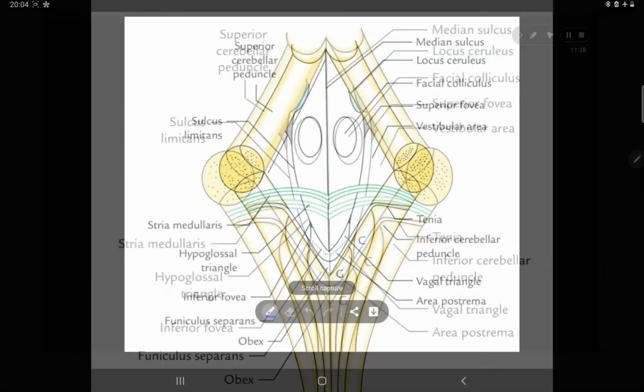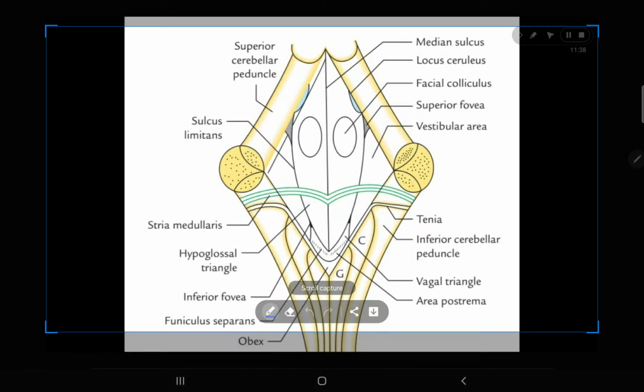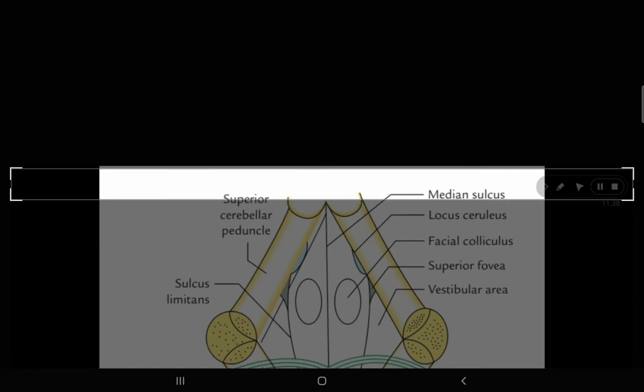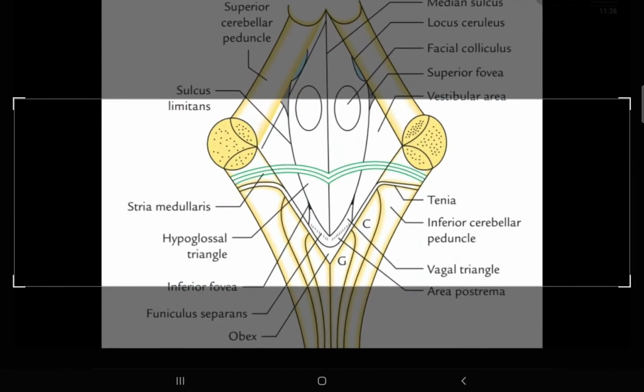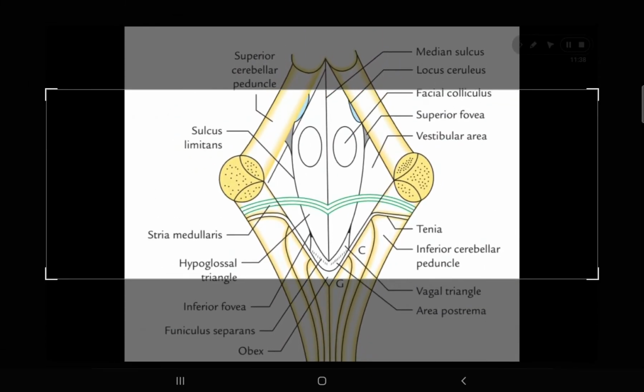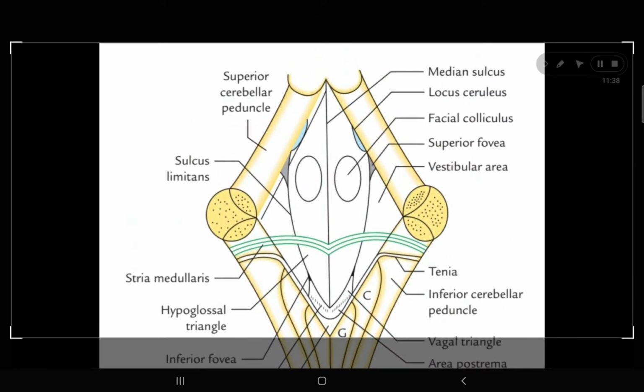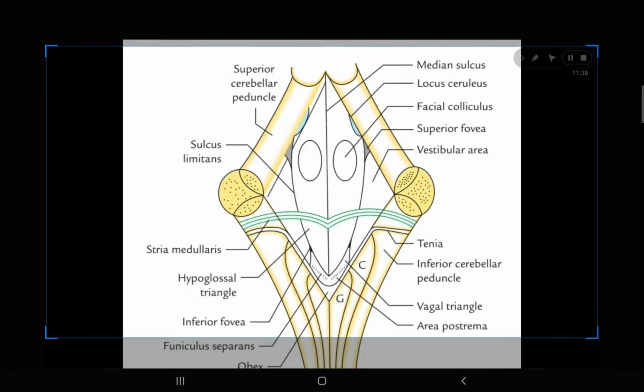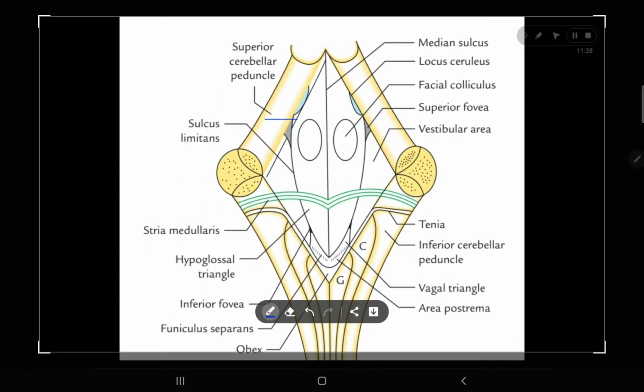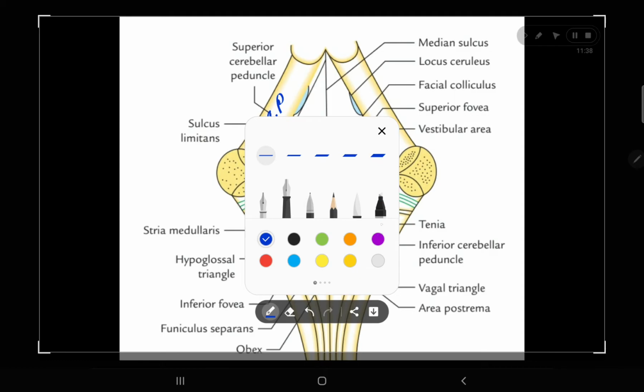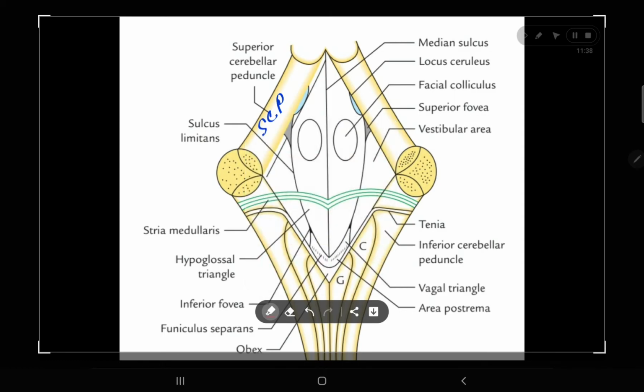In this phase diagram you can see the superior cerebellar peduncle. Here is your superior cerebellar peduncle. The superior cerebellar peduncle forms the superolateral boundary of the fourth ventricle. So I am marking the fourth ventricle like this. You can see your fourth ventricle.